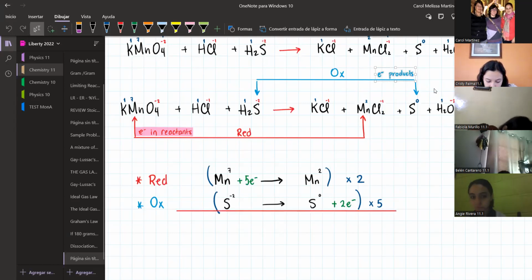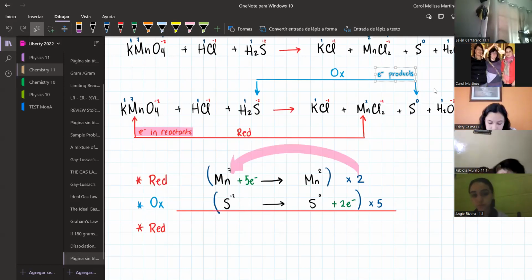Once I do this, I'm going to have my redox one more time. So in reduction, let's work with the half reaction of reduction again, that I'm multiplying times 2. So I'm going to apply the distributive property. 2 times this, 2 times that, 2 times this, okay?